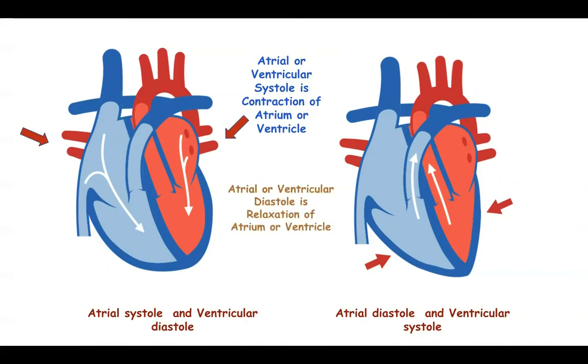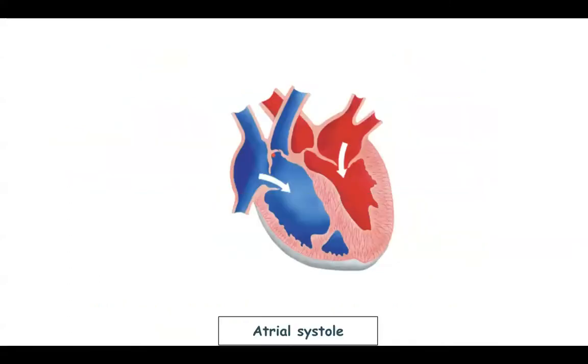And when they relax, it is called diastole. So atria relax, atrial diastole. Ventricles relax, ventricular diastole. Now, what happens during atrial systole?